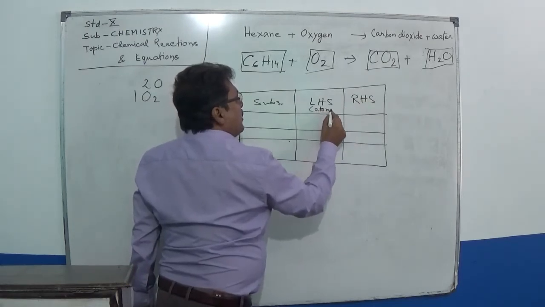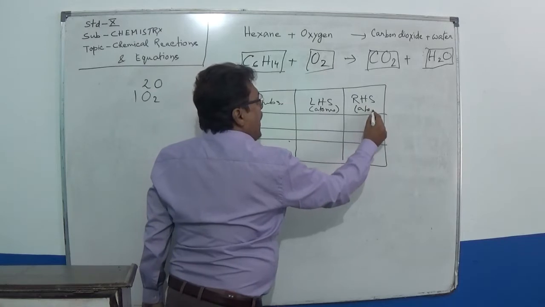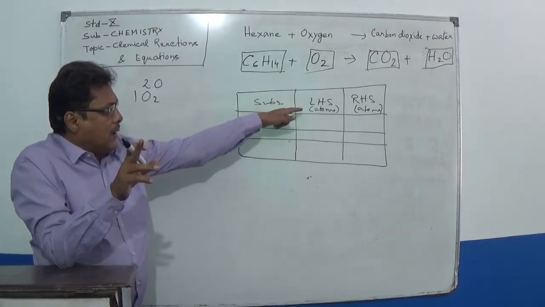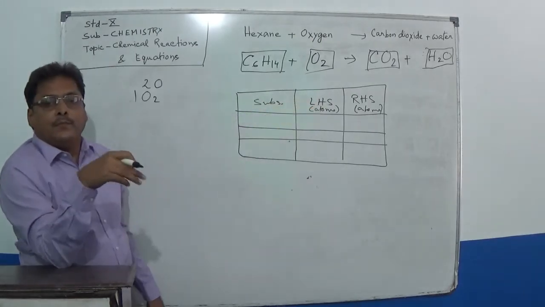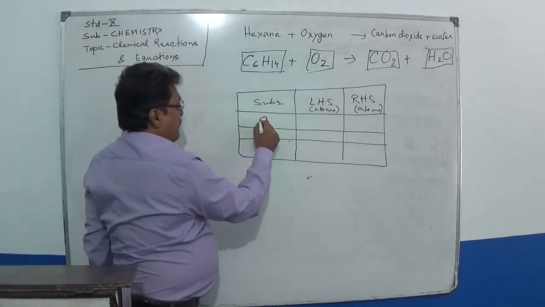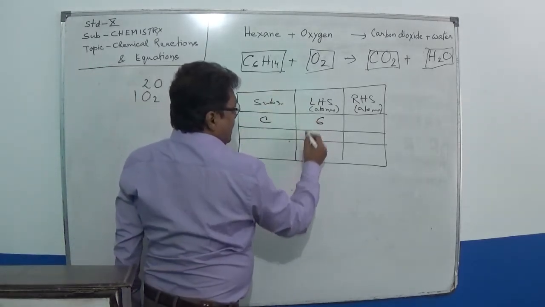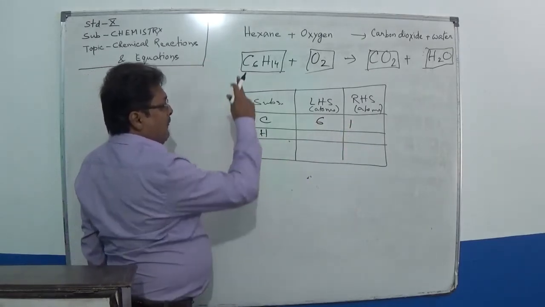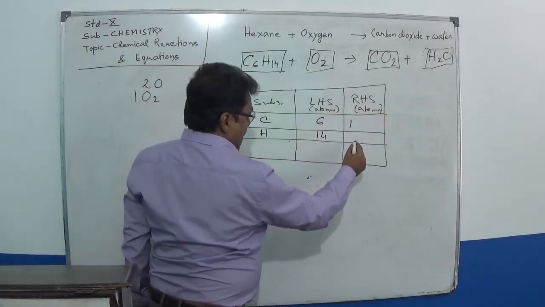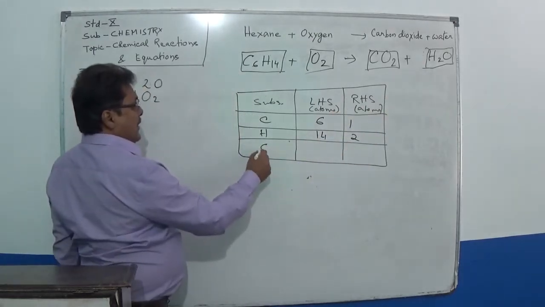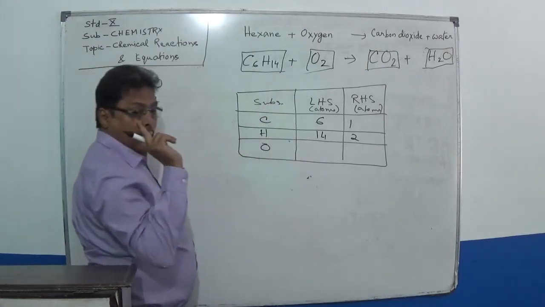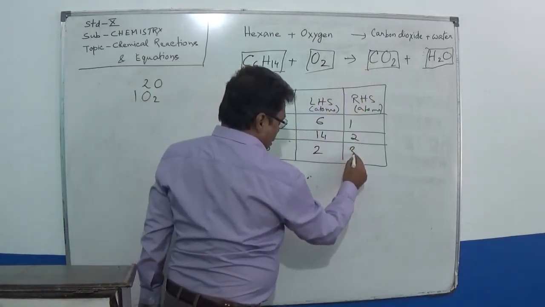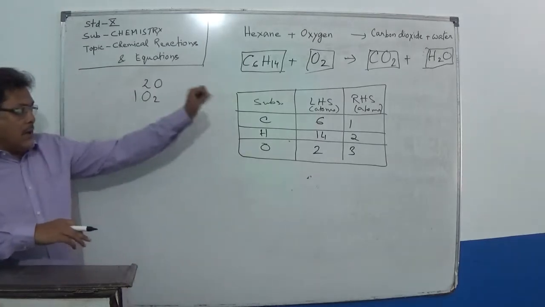Mind you, we count the atoms here and balance the atoms, not the molecules. Balance the atoms of the reactant and atoms of the products. Carbon 6 on this side, 1 on that side. Hydrogen 14 and on that side 2. Oxygen 2 atoms, 1 molecule but 2 atoms on this side, and 2 and 1, 3 on that side. Let's start balancing.